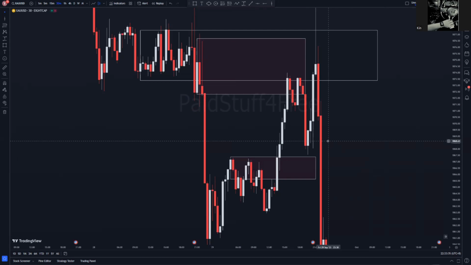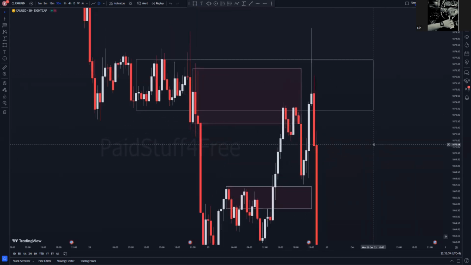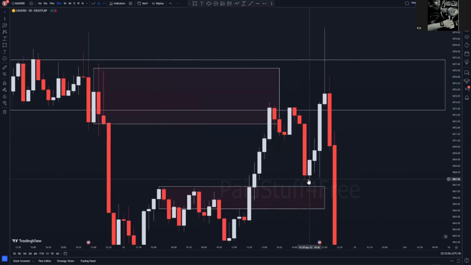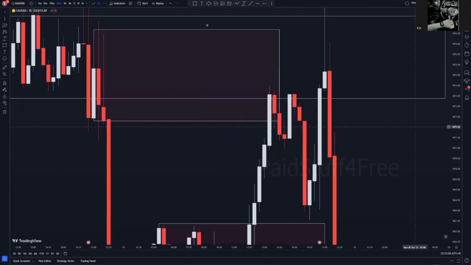But why? Okay, let me ask. Why did the price make a pullback? Exactly. Good one. So look over here. Why did the price make a pullback? Because we can see these new zones.